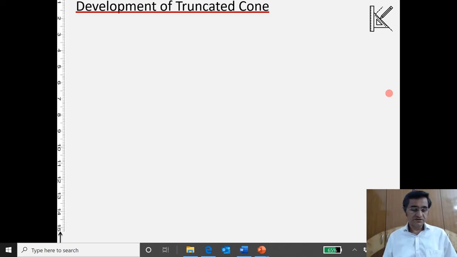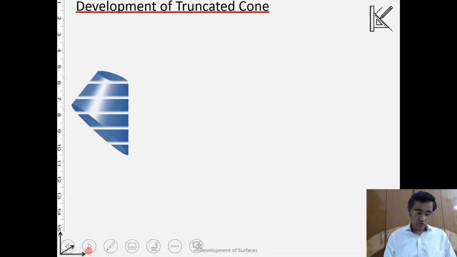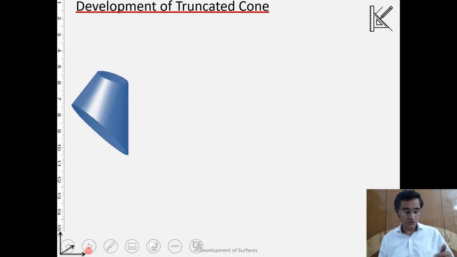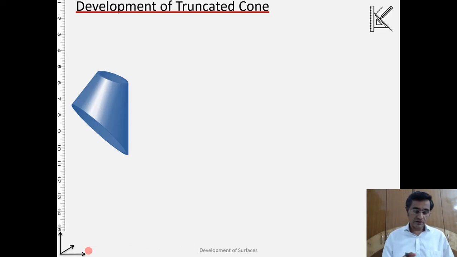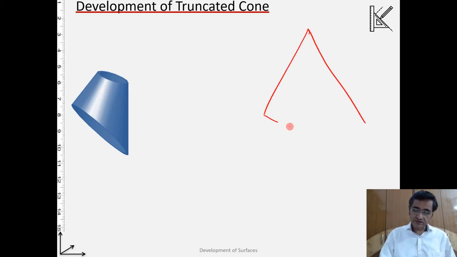Let's see another interesting example, and here it is: development of a truncated cone. So what this cone looks like, this is how the cone is, and as you can see, it has been truncated at the top as well as at the bottom. Alright, so there was a cone like this, and it has been truncated at the top as well as at the bottom. So only this much part of the cone is there with us now.